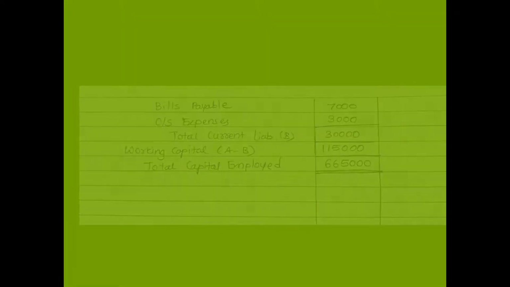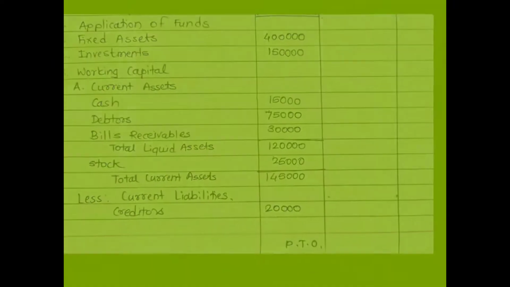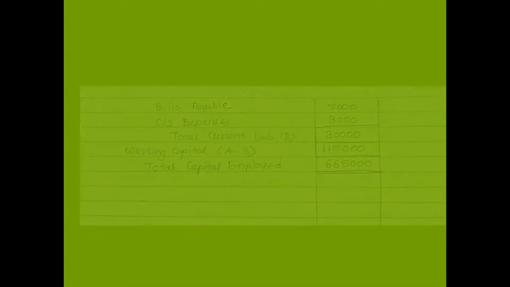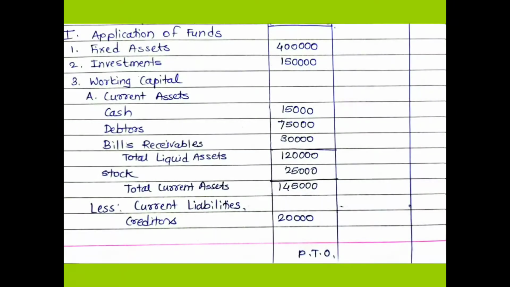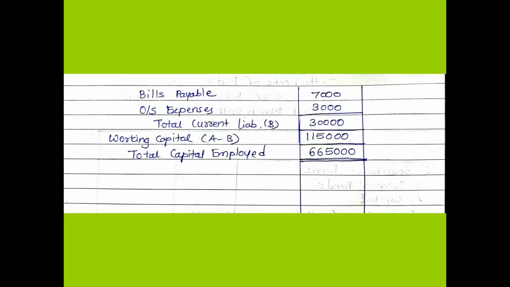Current assets total was here, it is 1,45,000. So 1,45,000 minus 30,000. So we got the working capital of rupees 1,15,000. And this 1,15,000 will be added to fixed assets and investments. So here fixed assets are 4 lakh, investments are 1,50,000 and the working capital is 1,15,000, making the total capital employed 6,65,000. So our balance sheet has been tallied.